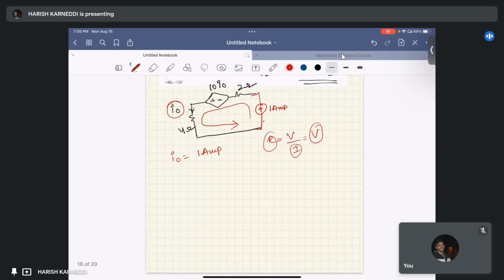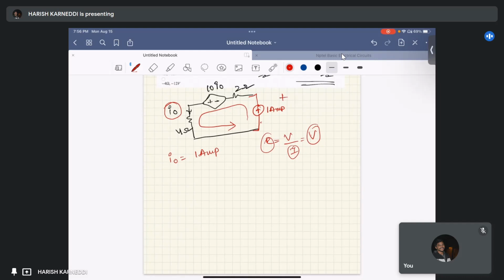Now apply KVL in this circuit. Just consider this as V only. Minus V plus 2 into, in this circuit 1 ampere current is flowing. Why? Because all these elements are in series. So 2 into 1 ampere, minus 10 I naught. Here I naught equals 1 ampere, so 10 into 1, plus 4 into 1 ampere, equals 0.